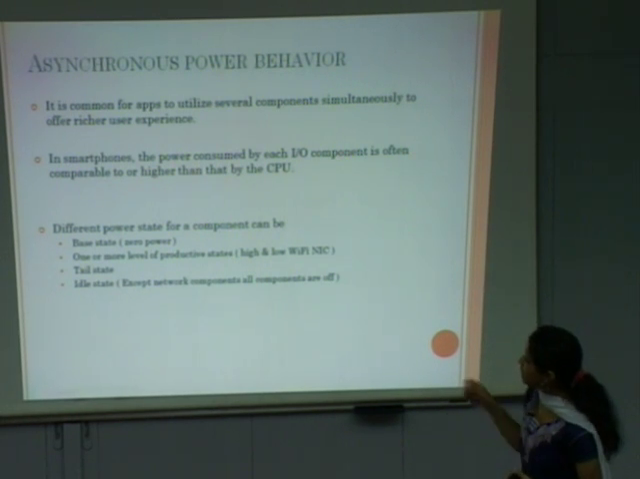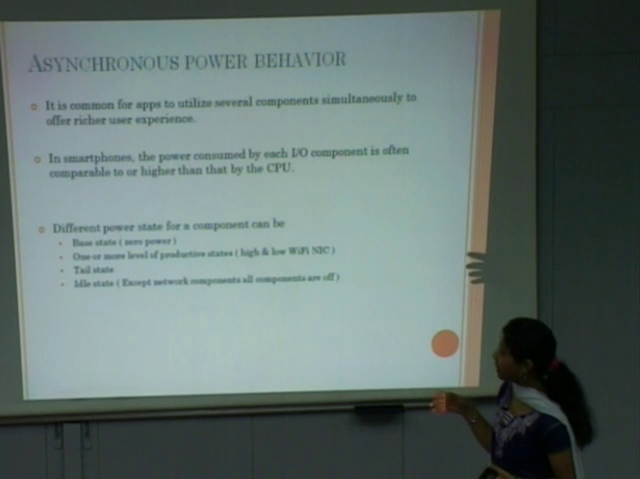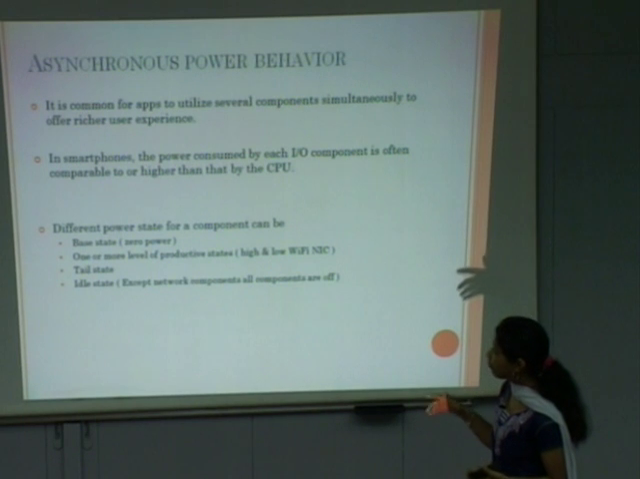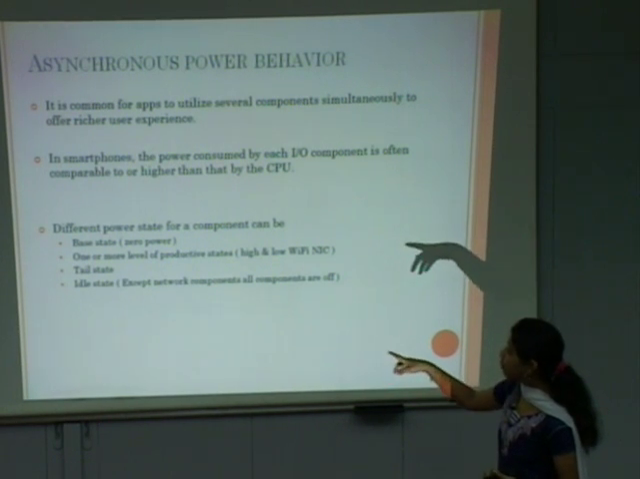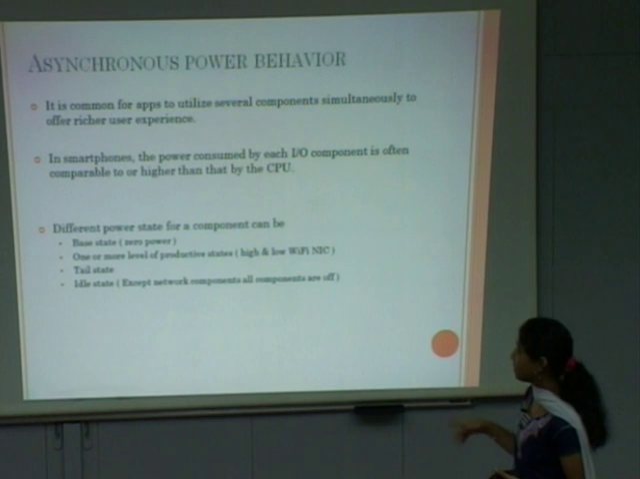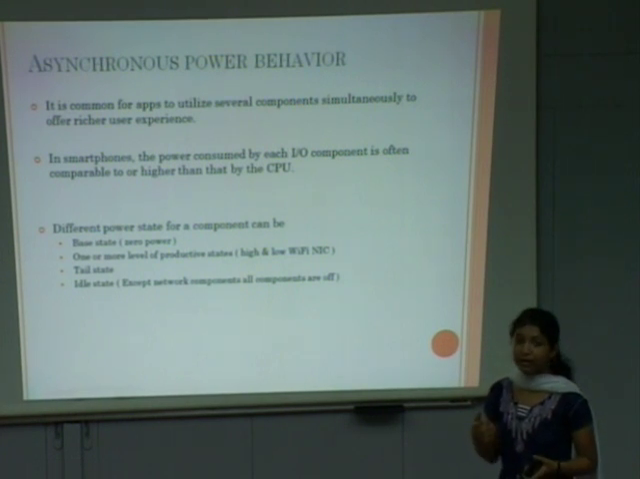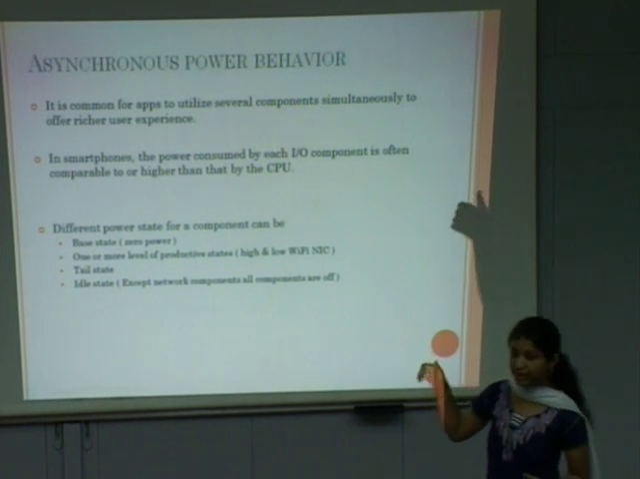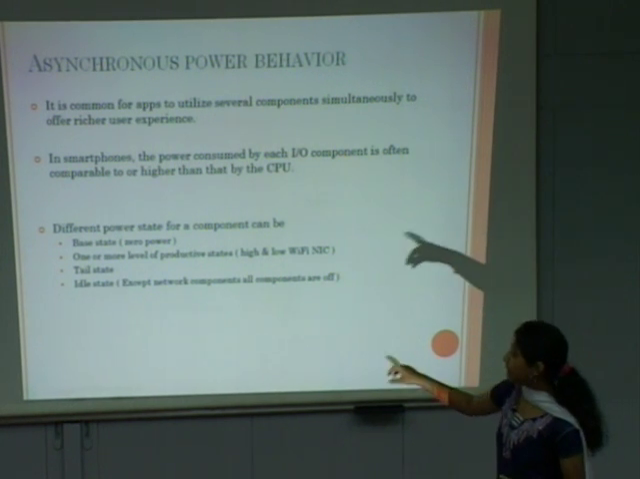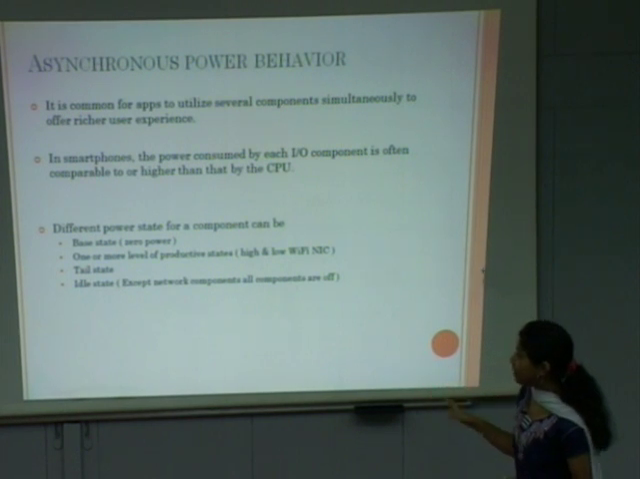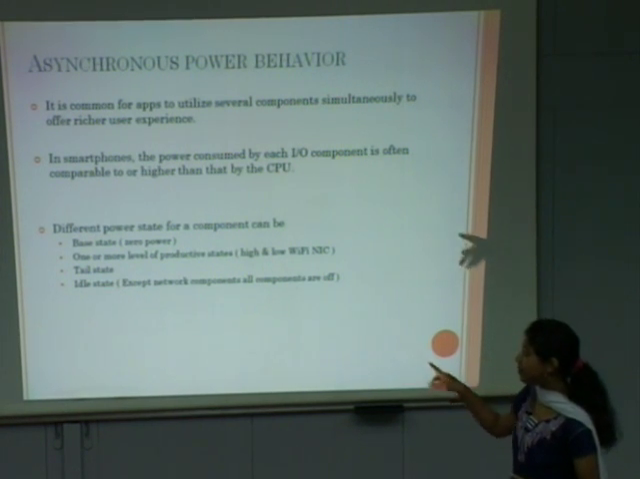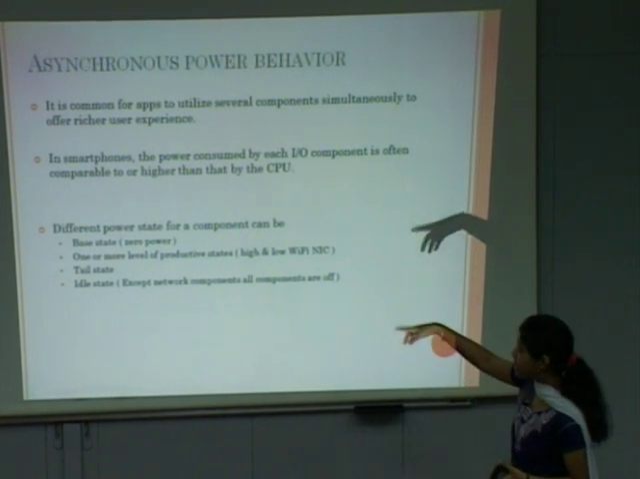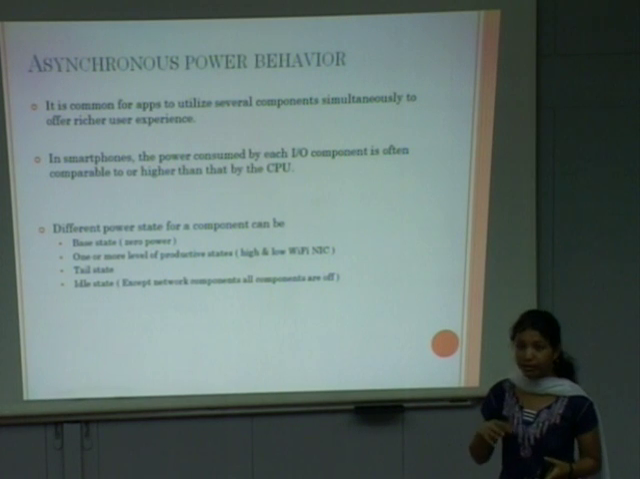So the different power states for a component can be: a base state, a zero power state where the component is totally switched off, or one or more levels of productive state, like the Wi-Fi signal being high or low. It can be in a tail state, which we'll study further. Then it can be in the idle state. Except for network, this idle state is for the whole device. Except network components, all components are off. Whereas the above three are for the particular component.